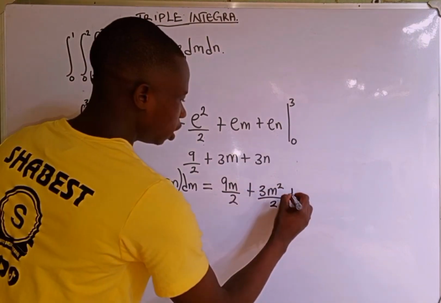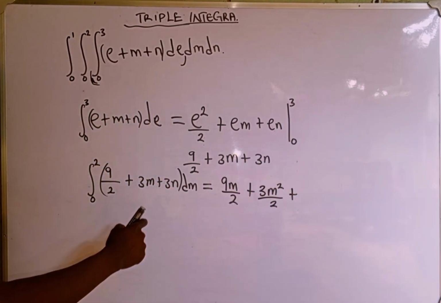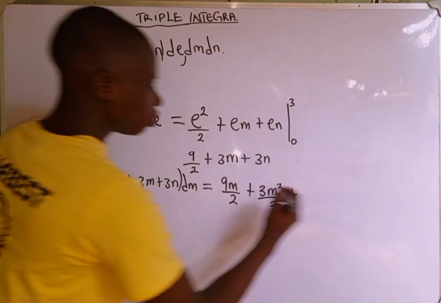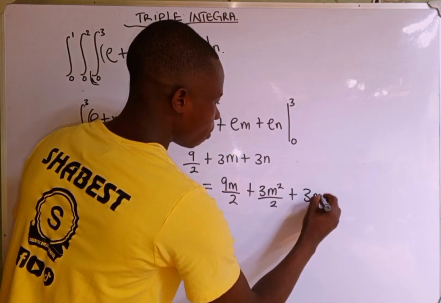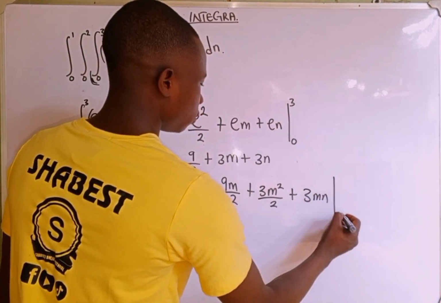Then plus what? The integral of 3n. There's no m here. We're going to treat 3n as a constant. It is the same as using this m to multiply by the constant, which is going to give us what? 3mn. So the next thing we're going to do is to substitute the bound, which is what?